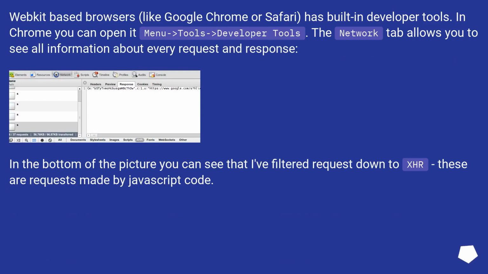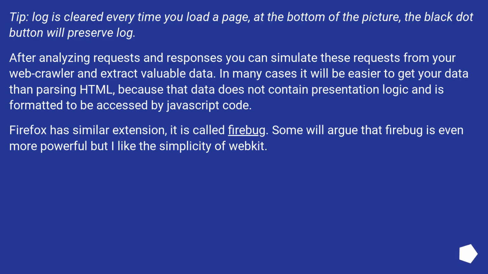WebKit-based browsers, like Google Chrome or Safari, have built-in developer tools. In Chrome you can open it via Menu, Tools, Developer Tools. The Network tab allows you to see all information about every request and response. In the bottom of the picture you can see that I've filtered requests down to XHR. These are requests made by JavaScript code. Tip: the log is cleared every time you load a page. At the bottom of the picture, the black dot button will preserve the log.